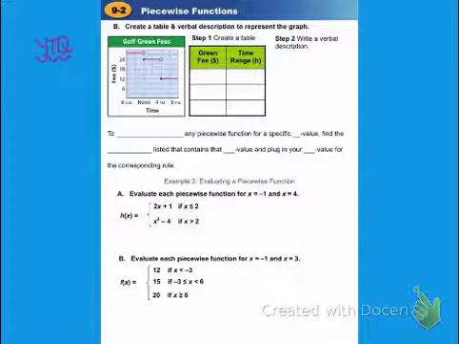I'd like this next example to be a you try question. I'd like you to create a table and a verbal description to represent this graph about the golf greens fees at different times of the day. Please pause the video now and create the table and write a verbal description of the golf greens fees.